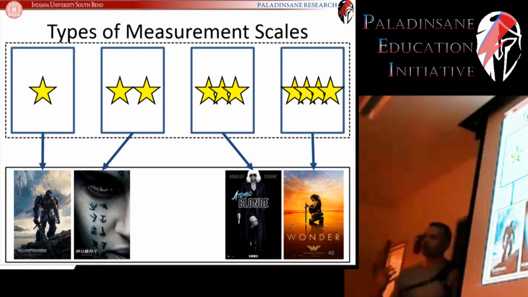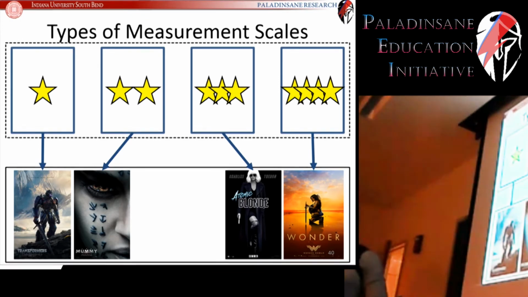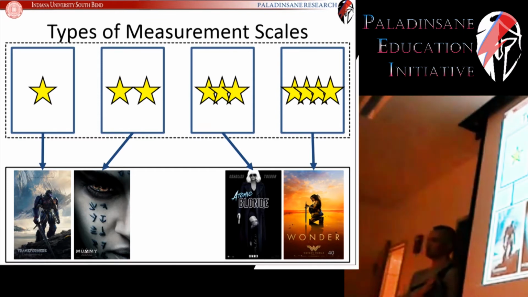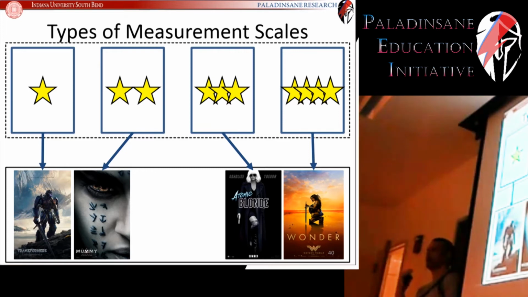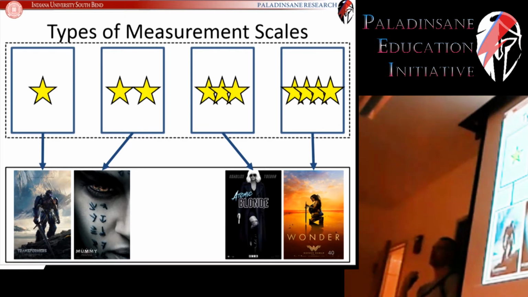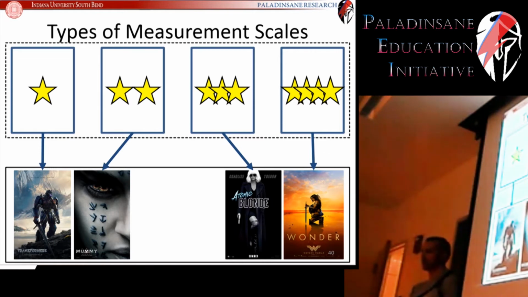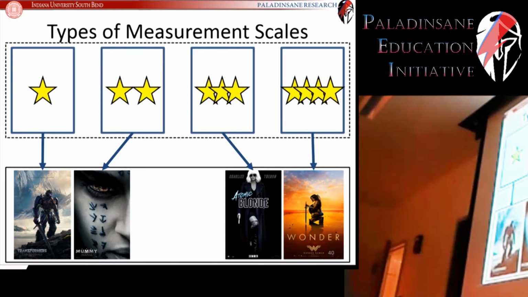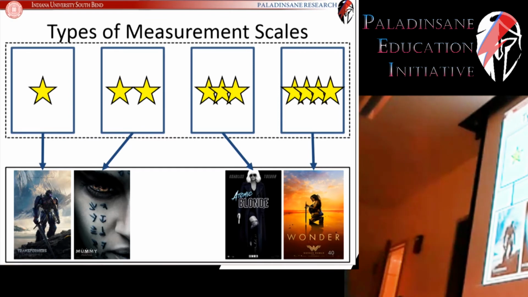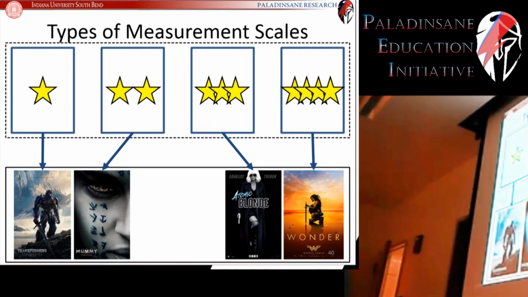But we cannot do other things with this. And one of the things that we can't do, and this is really tempting to do with this type of scale, is take averages. You cannot take averages with this ordinal scale. And the reason that it's tempting is because the ordinal scale is oftentimes represented in numbers, right? So we got a 1-star movie here, a 2-star movie here, a 3-star movie over here, a 4-star movie over here.